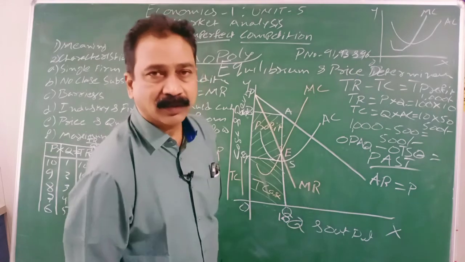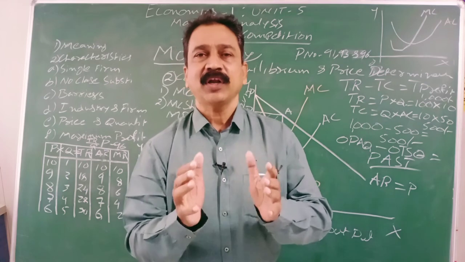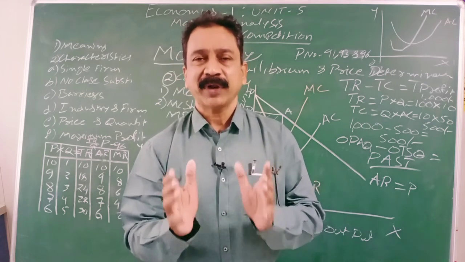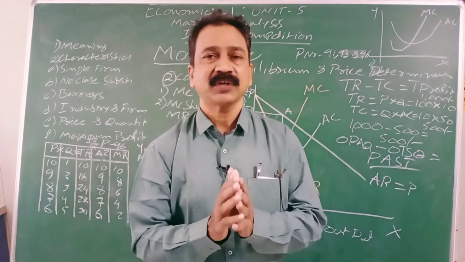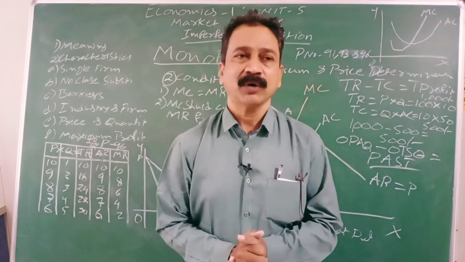With this, imperfect competition, particularly monopoly, equilibrium and price determination and profit determination is being completed. Tomorrow we will see the differences between perfect competition and monopoly.